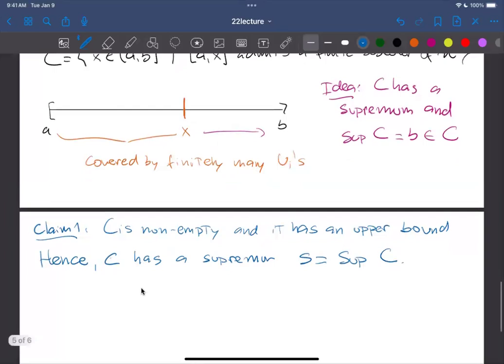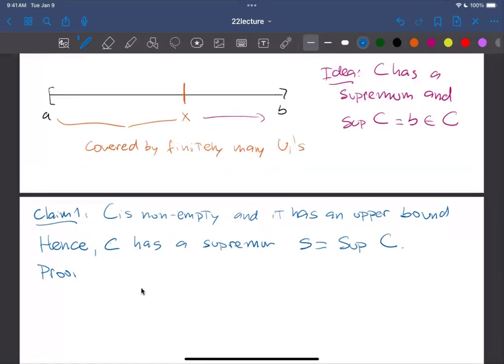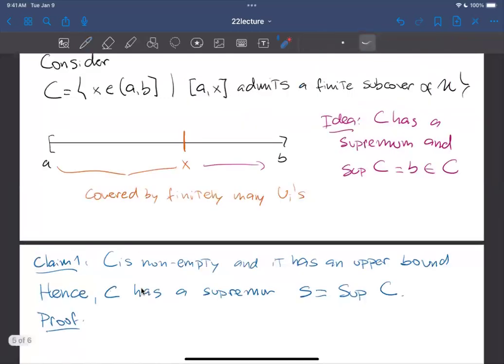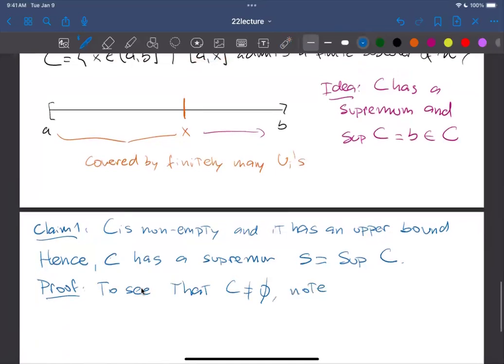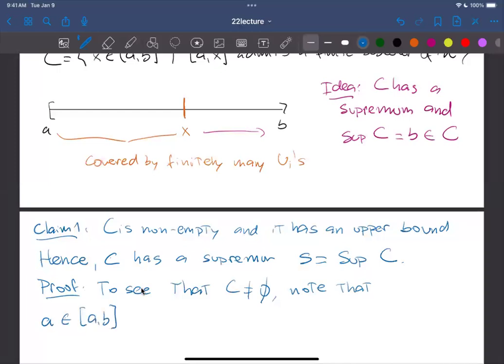So how do we prove that C is not empty? Let's prove claim one. To see that C is not empty, the easiest thing would be to take X equals A, but we are not including A in C. So that's not a very good idea. However, we're almost there. To see that C is not empty, we note that our initial point A lives in AB, which is inside the union of these guys, right? That's the open cover we started with for AB.